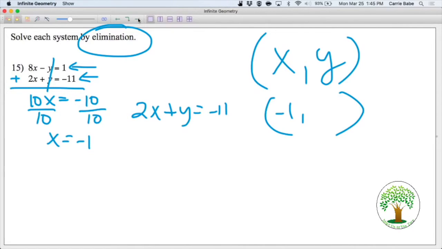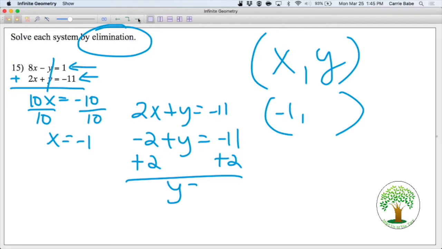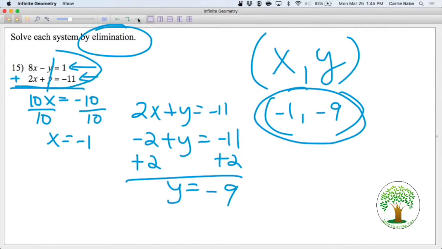All right, so I'm going to plug in that negative 1 in for x right there. So we'll have 2 times negative 1 is negative 2 plus y equals negative 11. I'm going to add the 2 to the other side, and y will equal negative 9. That is the y value that you needed. If you were to plug this ordered pair in for these two equations, they would work.